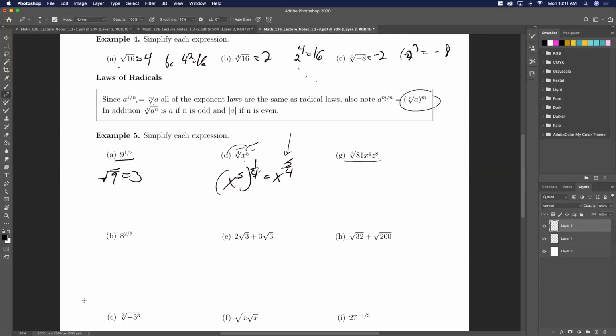Here, let's see if we can do what we can do. So here we have the 4th root. So let's deal with this. Technically I can take the 4th root of each of these. So this is the same thing as the 4th root, or the quartic root, of 81, the quartic root of x to the 4th, and the quartic root of z to the 8th.